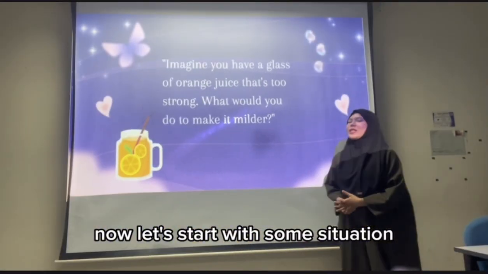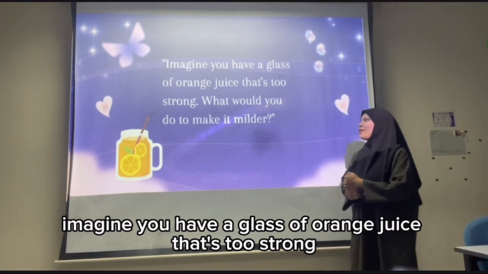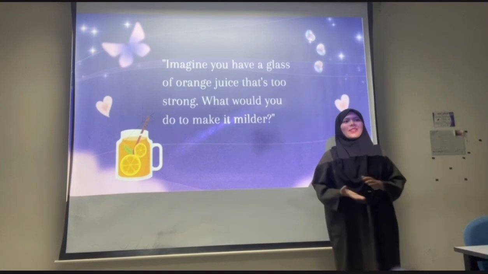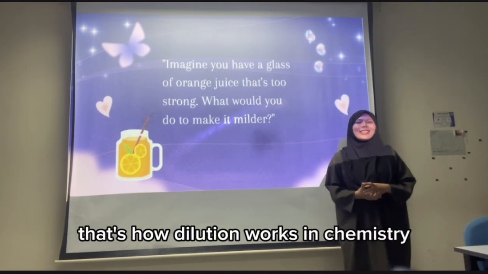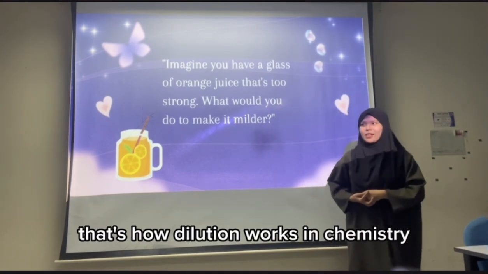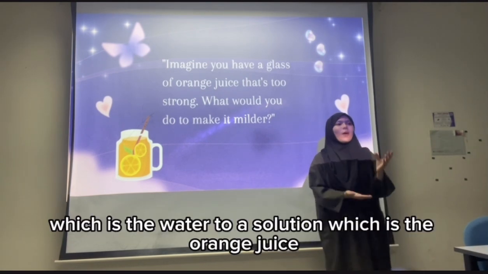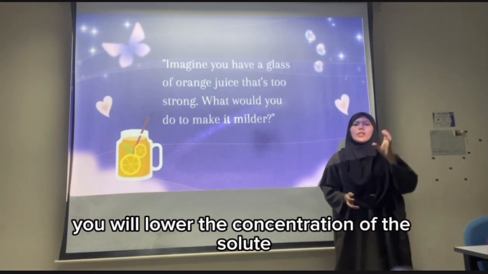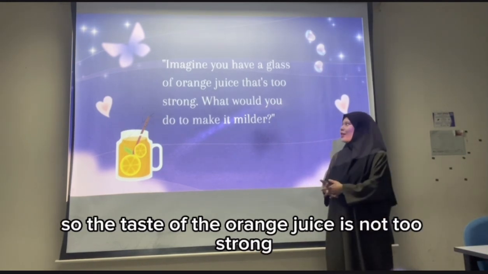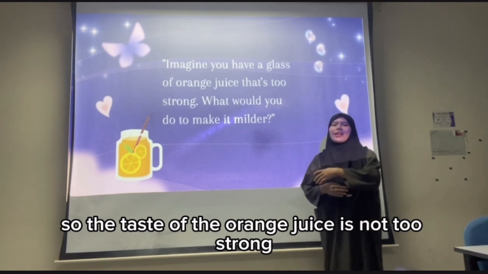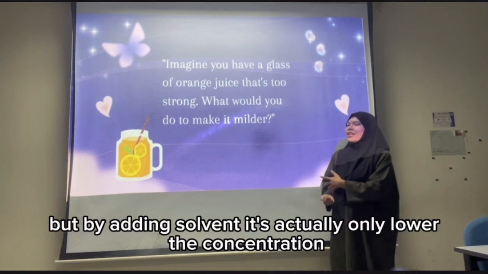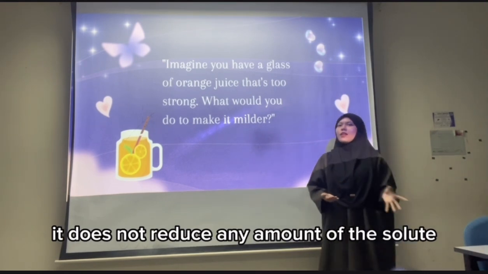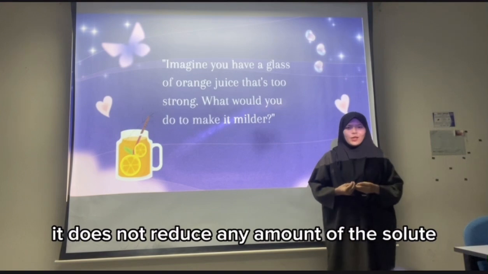Now, let's start with some situation. Imagine you have a glass of orange juice that's too strong. What would you do to make it milder? You probably add water to it, right? That's how dilution works in chemistry. By adding a solvent, which is the water, to a solution, which is the orange juice, you will lower the concentration of the solute. So the taste of the orange juice is not too strong. But by adding solvent, it only lowers the concentration. It does not reduce any amount of the solute.